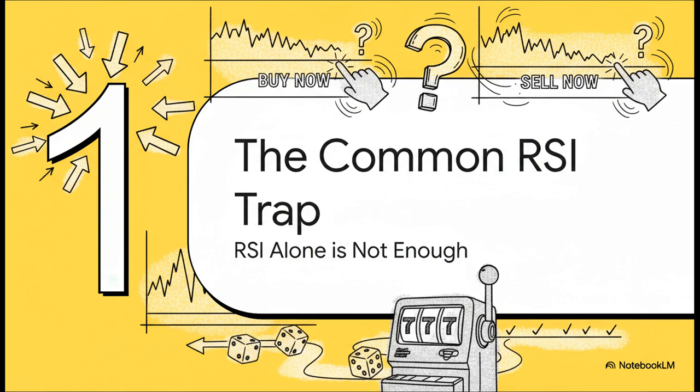So what is this huge mistake that so many people make? It's jumping the gun. It's acting on an overbought or oversold signal without waiting for any kind of confirmation. So many beginners, they see the RSI dip below 30 and they immediately hit the buy button, or they see it pop above 70 and they sell right away. That, my friends, is the trap. Acting without confirmation isn't a strategy, it's just gambling.